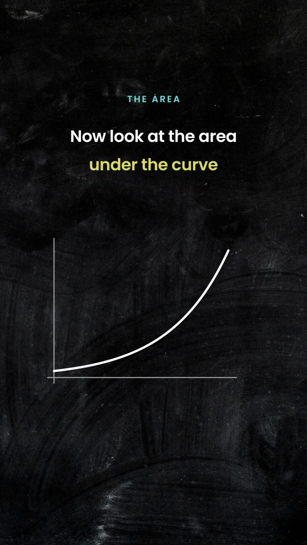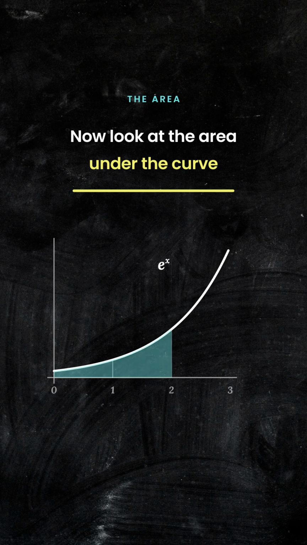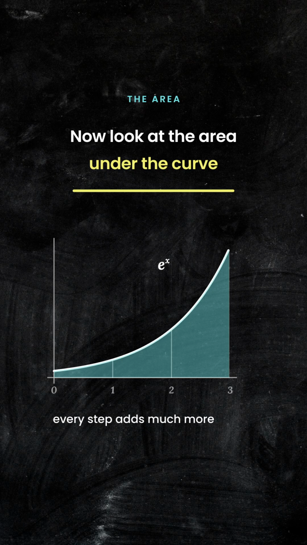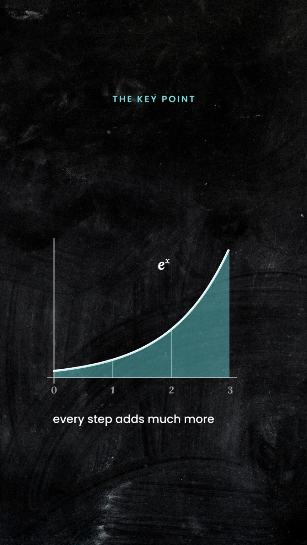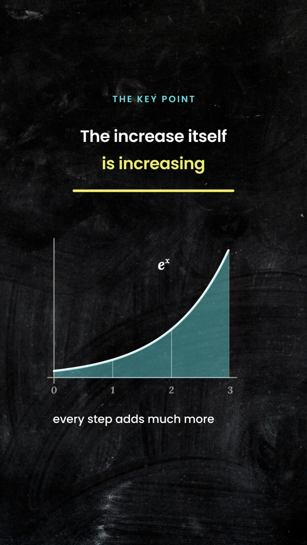Now we want to move to the area under the function's curve. What we want to notice here is that if we move 1 unit from 0 to 1, we have an area here, but the area from 1 to 2 is much larger. Every step we move, an area comes out much higher than the one before it, meaning we don't have constant acceleration. The acceleration itself is increasing. And this is an important point in exponential functions.